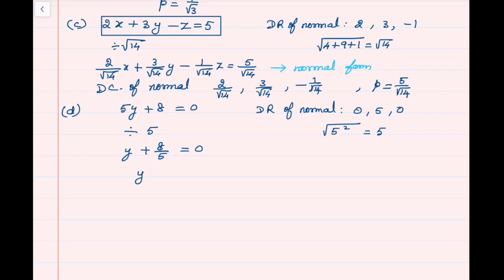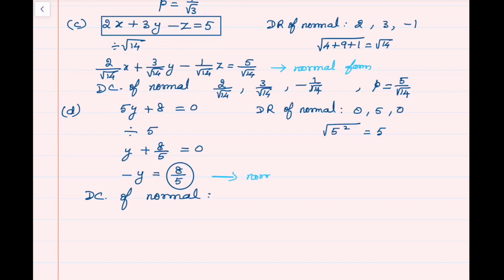Therefore, minus y is equal to 8 by 5. And this number represents the distance of the plane from the origin. It has to be a positive quantity. That's why I have written the minus sign on the left hand side. Let us write the DCs of the normal. The above equation is in the normal form.